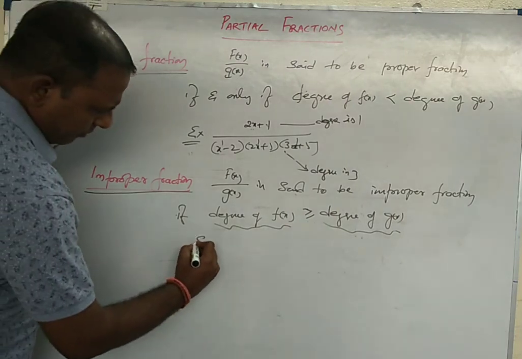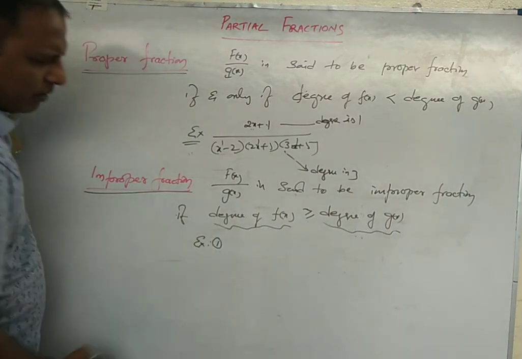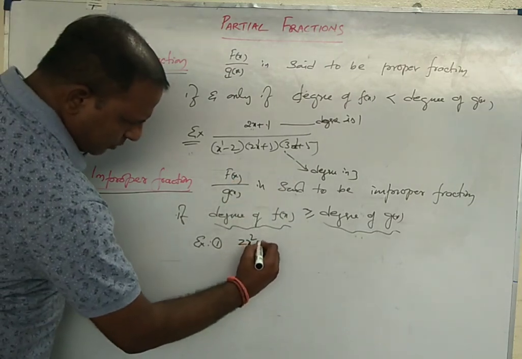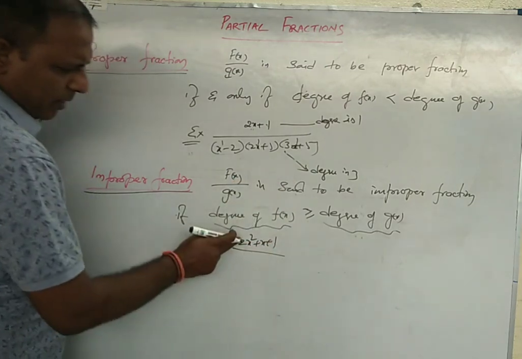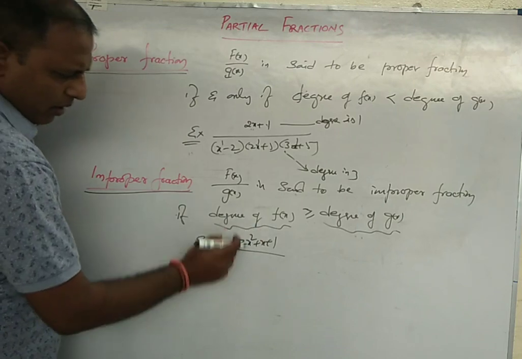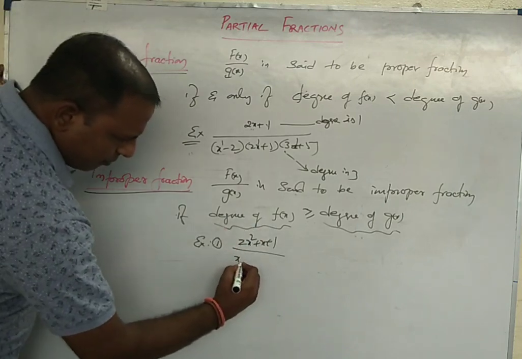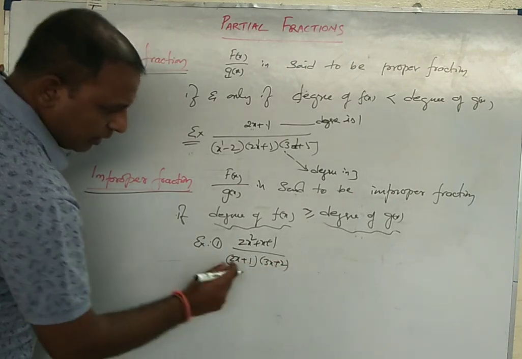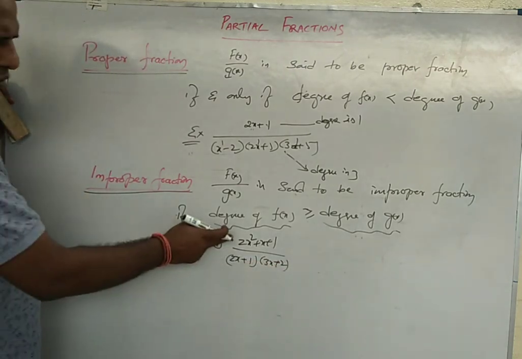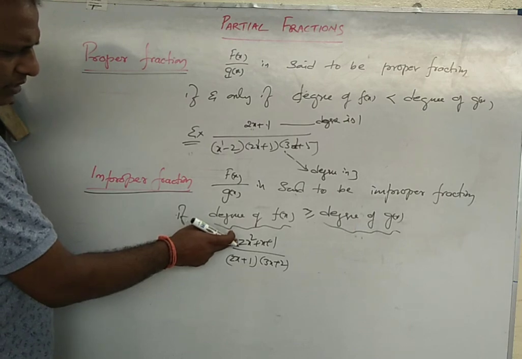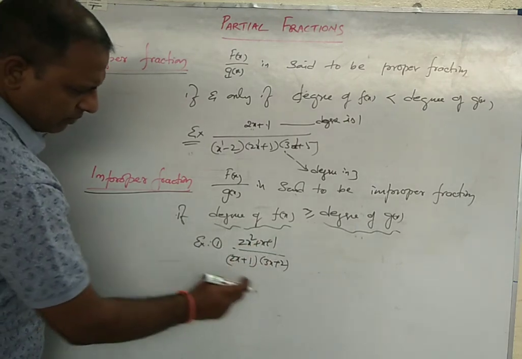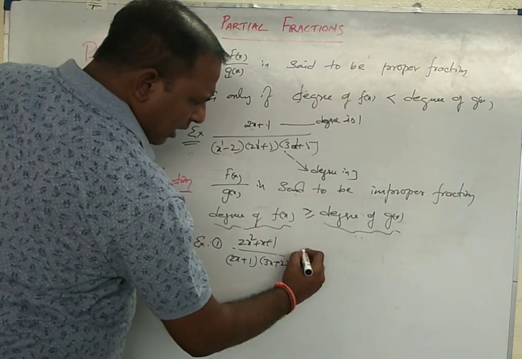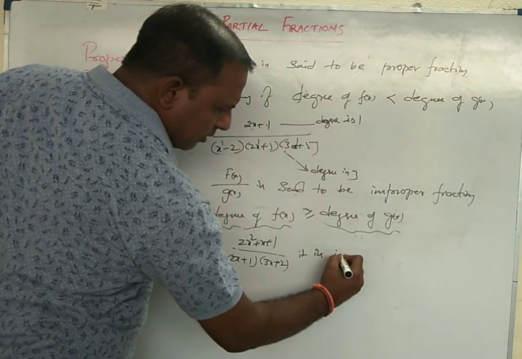Give an example. First example, see that they have equal degree. There is 2x squared plus x plus 1 in the numerator. The numerator degree is 2. What is the degree of the denominator? 2x plus 1 into 3x plus 2. The degree of the denominator is 2. The degree of f of x is 2, the degree of g of x is 2. Therefore, it is an improper fraction.